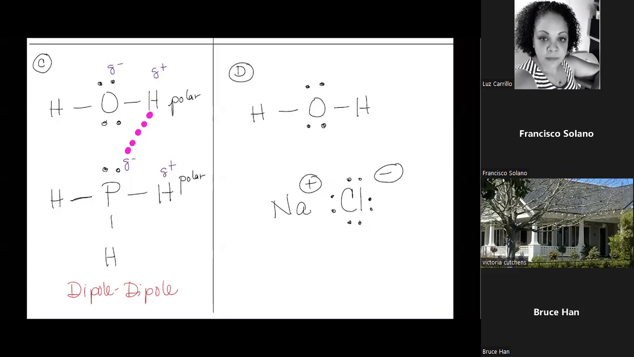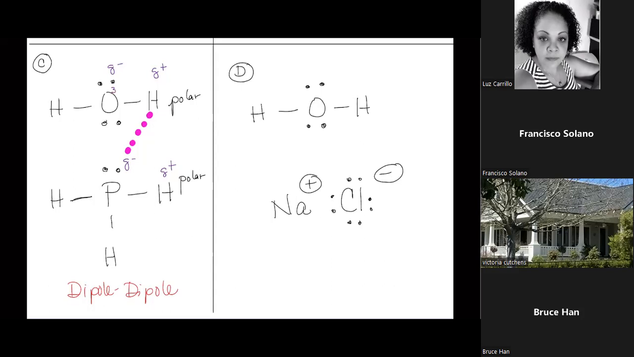Great question. How do you know which side of the molecule will be negative or positive? It depends on the electronegativity value for the atom. As we learned yesterday in class, oxygen has an electronegativity value of 3.5. Hydrogen has an electronegativity value of 2.1. Let me just write those numbers down.